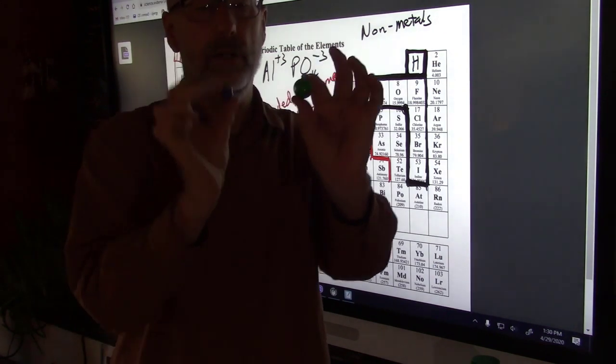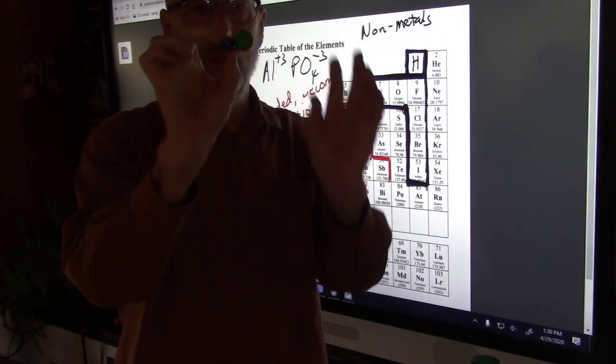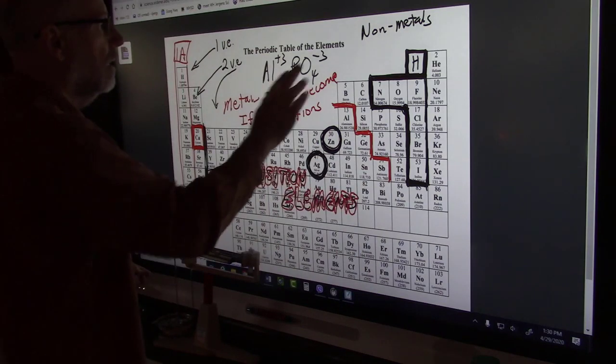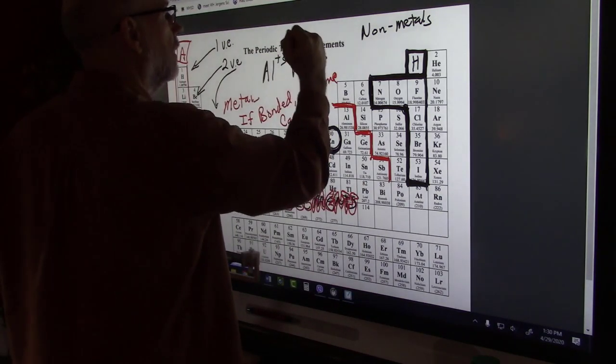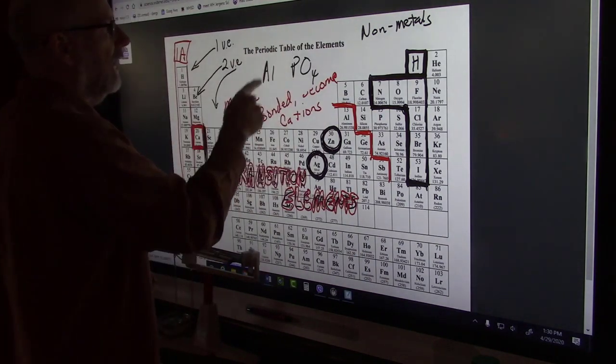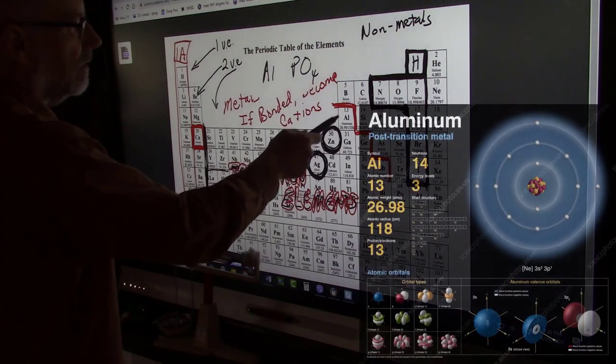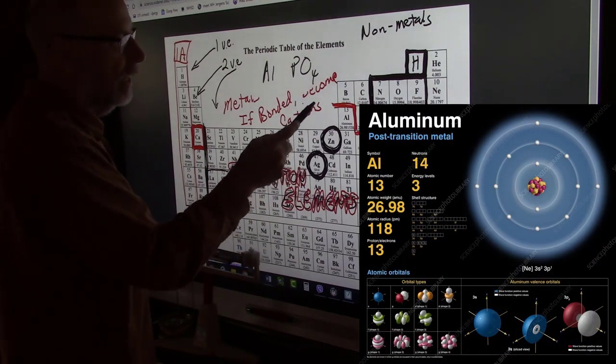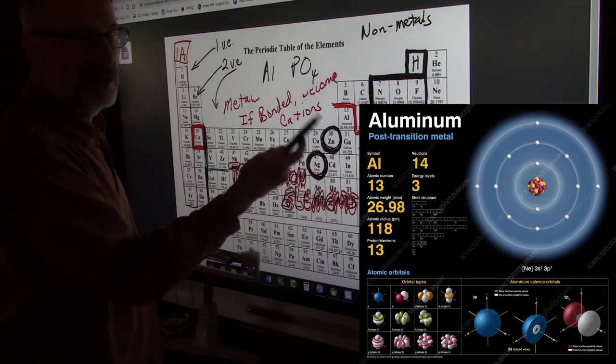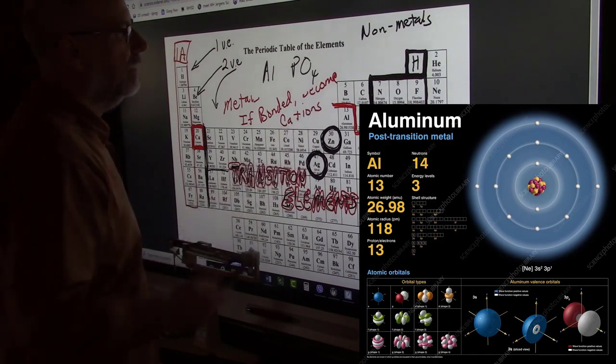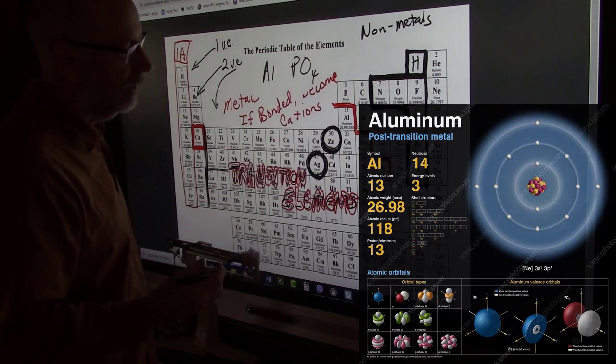Phosphate has a minus 3 charge. Plus 3, minus 3. It's a 1-to-1 ratio, so one of each of them. So you can just get rid of the 3's up there: AlPO4. So aluminum has 13 protons. It has 26.98, let's call it 27. 27 minus 13 is 14 neutrons in the nucleus.